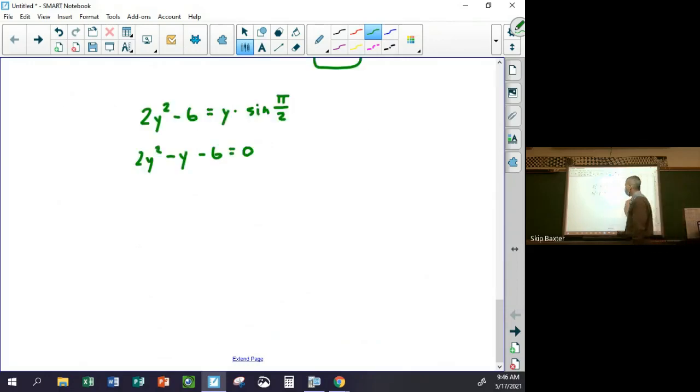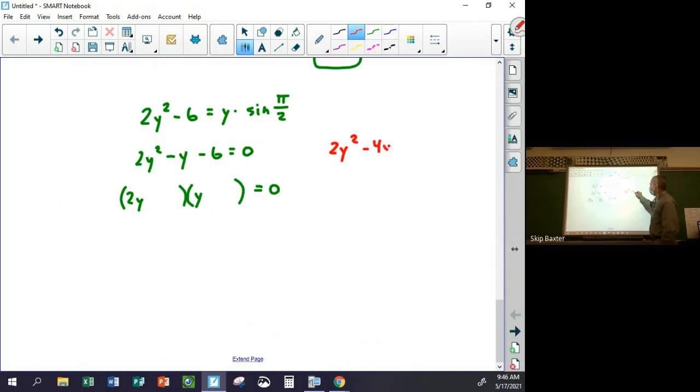Hopefully it's factorable. So how does this factor? Definitely factors. It would be minus 4 and plus 3, right? You're looking for numbers that multiply to be minus 6. But you have the 2 in front, so isn't that when you split it into grouping and then factor out? Okay. So 2y squared minus 4y plus 3y minus 6.